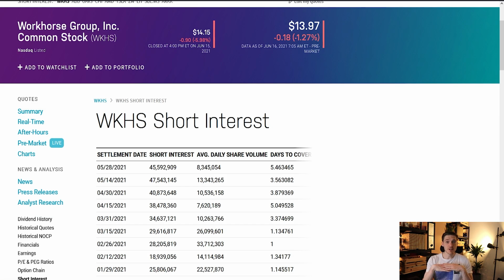For these numbers, I'm going to be looking at Workhorse, which is one of the stocks in my portfolio and currently has a very high short interest for sure. So we're going to go through all of these options. First of all, on the NASDAQ, we can see that the amount of shares being sold short is reported as of the settlement date, the 28th of May. And we can see that there are 45.6 million shares sold short in total for Workhorse.